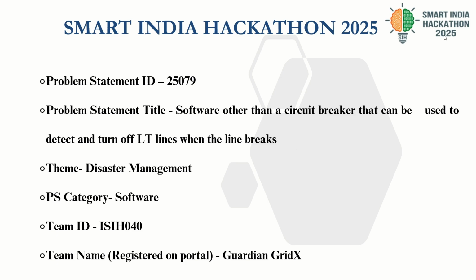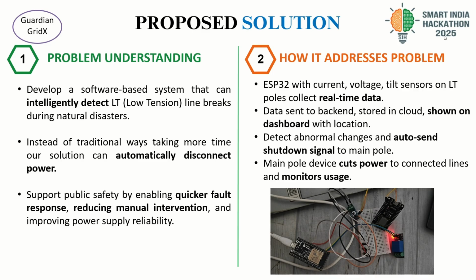Our problem statement number is 25079. The problem statement is software other than a circuit breaker that can be used to detect and turn off LT lines when the line breaks. LT lines means low tension lines that transfer the electricity to villages in rural areas.